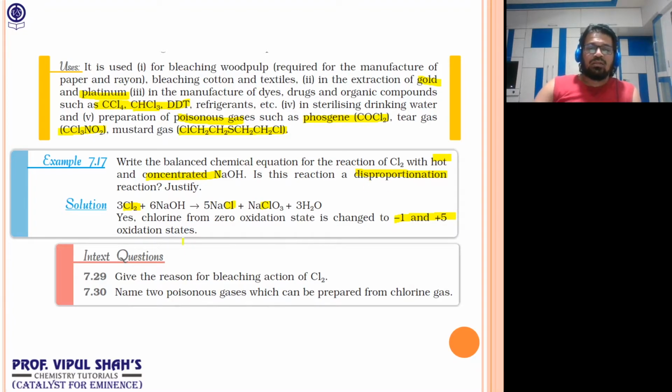Then the reason for bleaching, as we discussed, is the nascent oxygen it gives. Chlorine plus water, that reaction I discussed. Because of that nascent oxygen, the bleaching action is there. And the poisonous gases prepared: there are 3 of them. One is phosgene, then tear gas, which gives tears in the eyes and is used by the police, also called trichloronitromethane, and mustard gas.